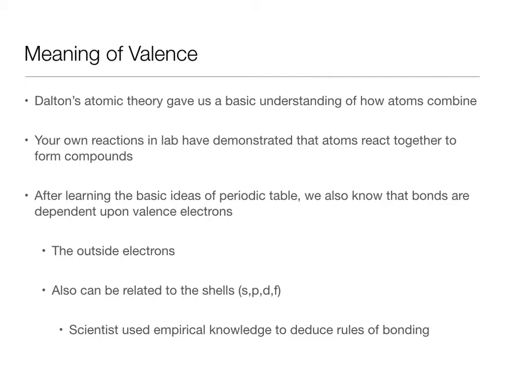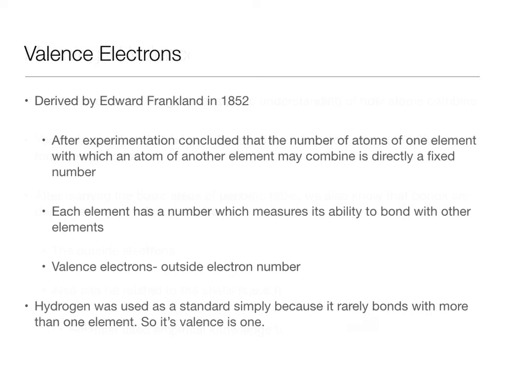You have demonstrated throughout your labs how atoms react together to form compounds. So, upon all of this and understanding the periodic table, we now know that the bonds are dependent upon the valence electrons, which are the electrons in the outside shell, which also relates back to the s, p, d, and f blocks. And scientists use empirical knowledge to deduce rules of bonding. We look at our labs to determine the ratio represented between two atoms. And you will be doing labs shortly where you will actually determine the empirical formula of certain compounds.